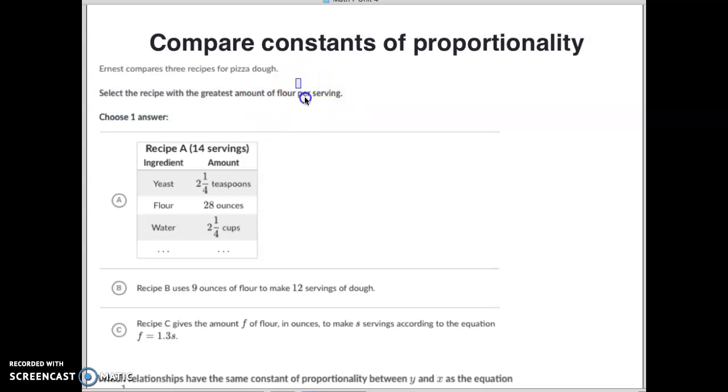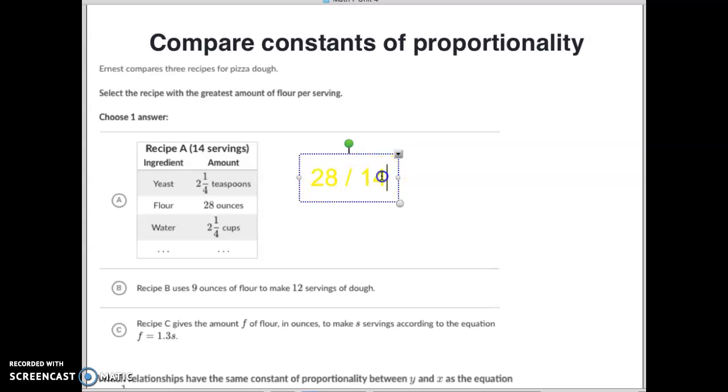First of all, I want you to understand this word per. Per means to divide. So we are simply going to take our flour divided by the number of servings. For letter A here, you'll notice I ignore everything except for the flour and the servings. So we use 28 ounces of flour for 14 servings. So we simply go 28 divided by 14.